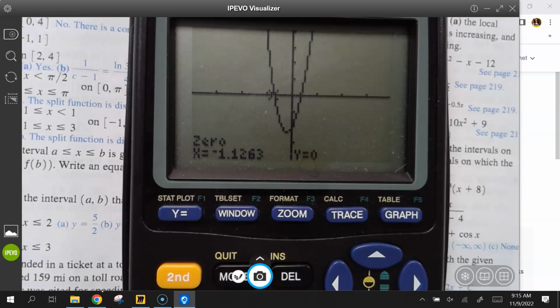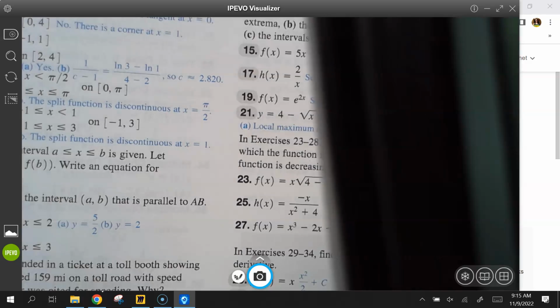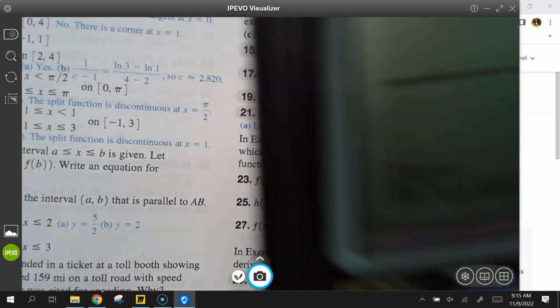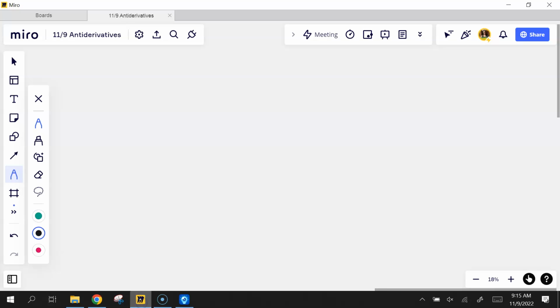So what y'all got? Did you go left and right? Left bound, right bound? Do it again. Come on, I crossed over. All right, so let's see. This is number 27. Yeah. So I got negative 1.126.